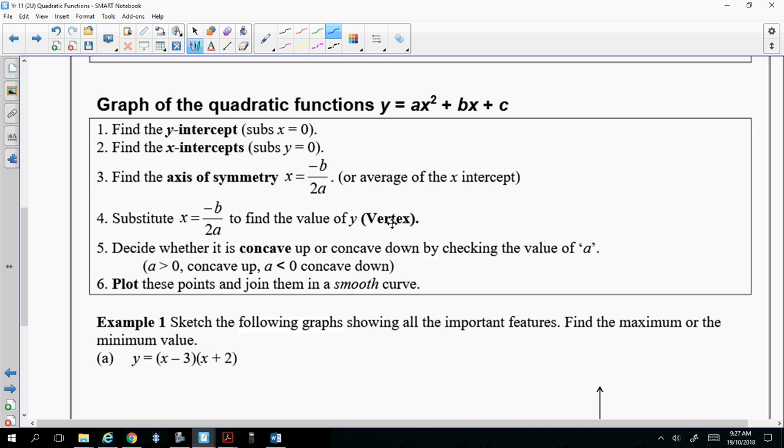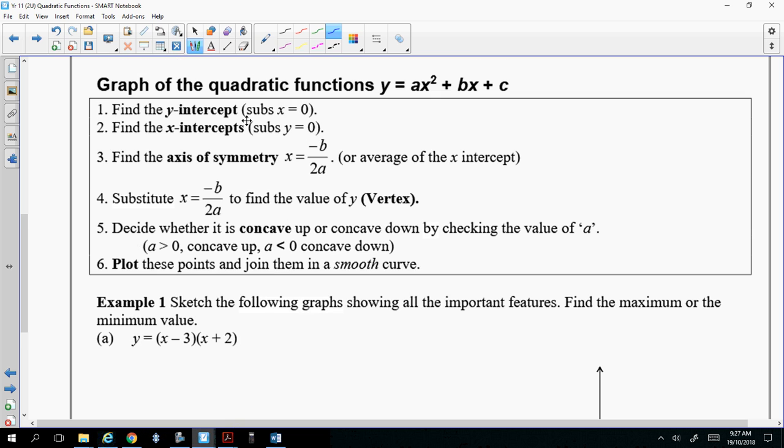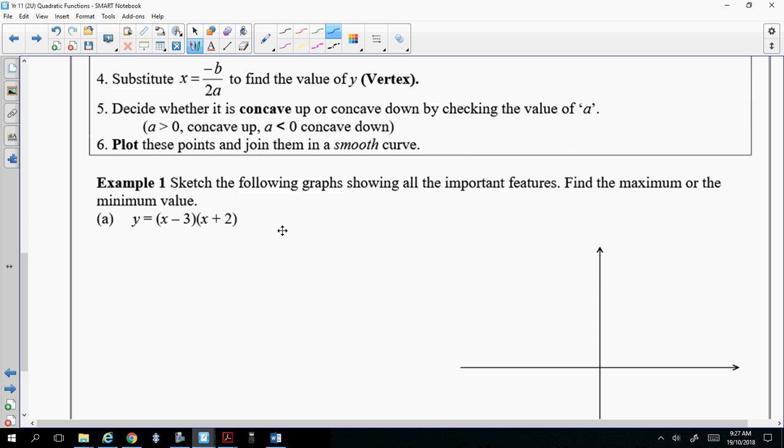Okay, so how do we draw a parabola? To draw a parabola, you find the y-intercept, then the x-intercept, then the axis of symmetry, then the vertex, and then draw. Let's try to do the first question.